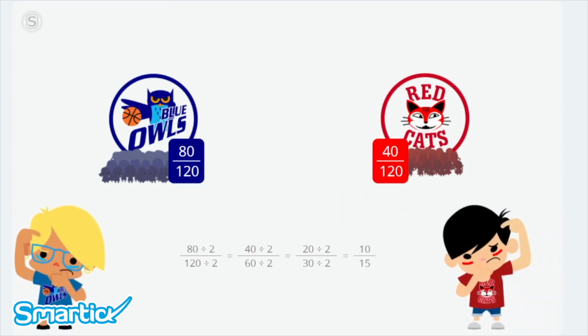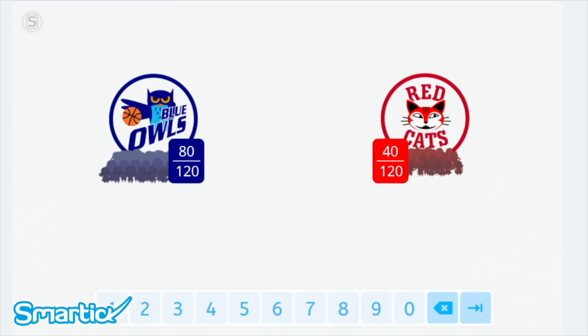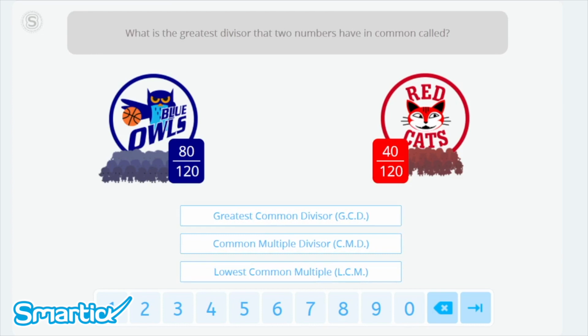Oh, too many divisions. It's so boring. Otto's thought of an easier way to do it. They can find the greatest number that they can divide both terms of the fraction by directly. That way, instead of doing lots of divisions, they'll only have to do one. Help them. What is the greatest divisor that two numbers have in common called?